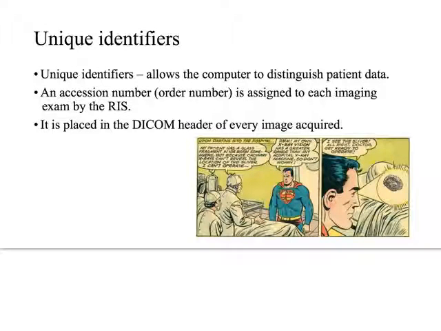There's always going to be a unique identifier that's used between the RIS and the DICOM to allow the computer to distinguish the patient data. And so we talk about accession numbers or order numbers, and these are assigned to each imaging exam by the RIS. A lot of times when we're looking things up on PACS, it's really helpful to have that accession number. Different facilities use them differently, and so you're never certain what it's going to be used for. The unique identifier, is it going to be an MR number, accession number? It's really facility dependent, but largely what's been adopted is accession numbers. And it should be placed in that DICOM header of every image acquired for the exam.